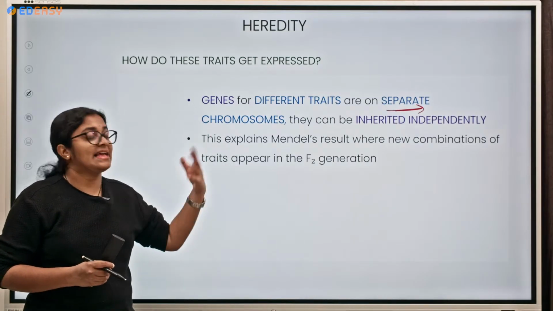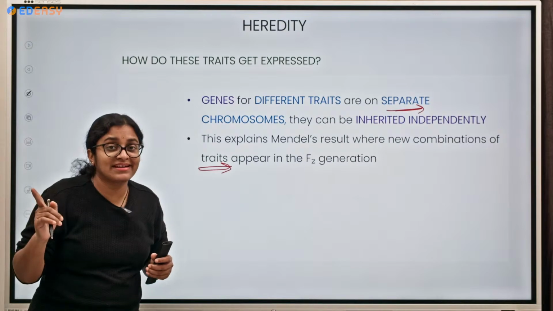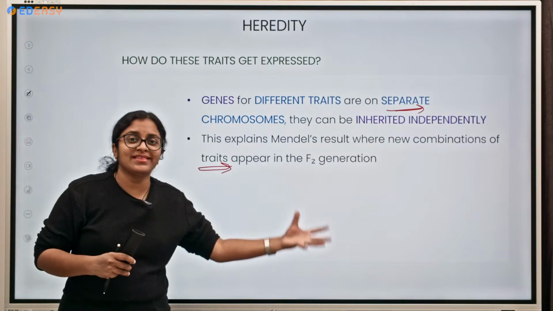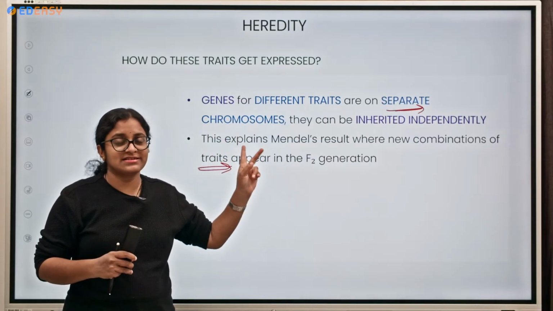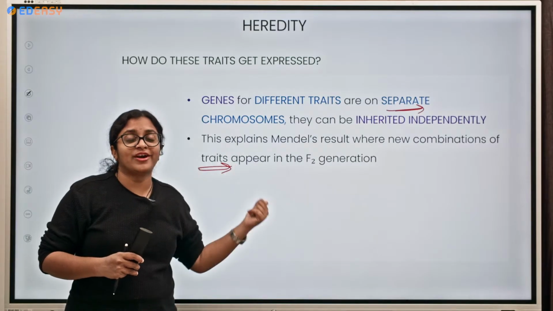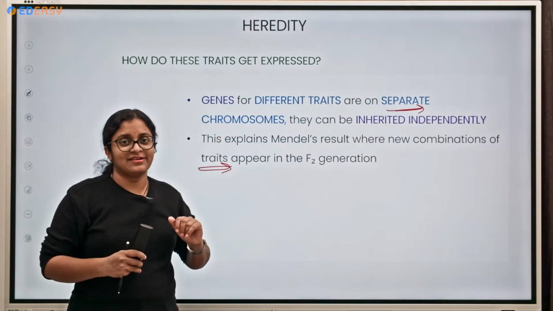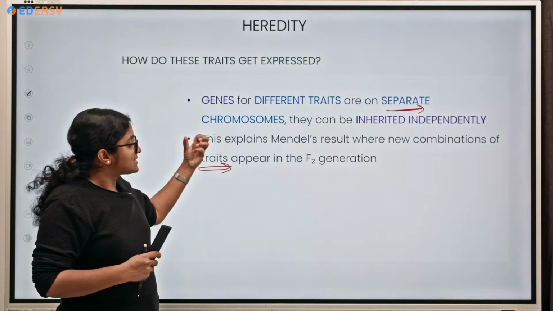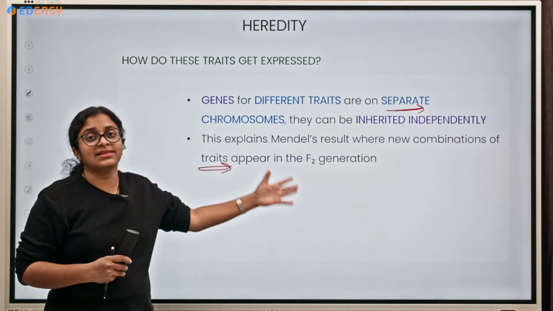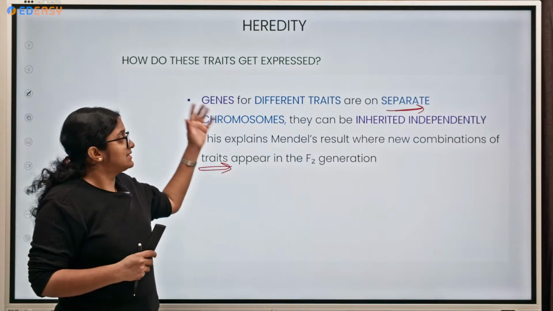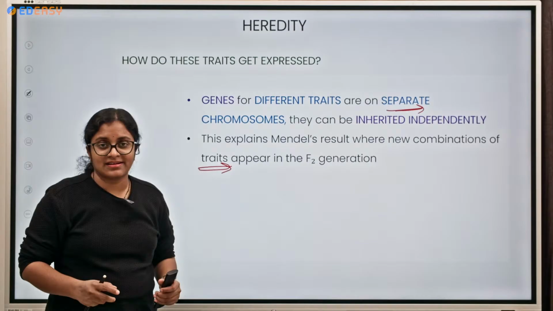And this is the one that explains Mendel's result, where the new combinations in the dihybrid cross, we have seen tall plants with wrinkled seeds. What do we think? Tall plants should have round seeds because tallness and round seeds are the dominant characters. But no, we have got a new combination. What is that new combination? Tall plant with a green seed. So like that, we can say Mendel's result, the new combination of traits appearing in the F2 generation, is because the genes for different traits present on separate chromosomes are inherited independently.